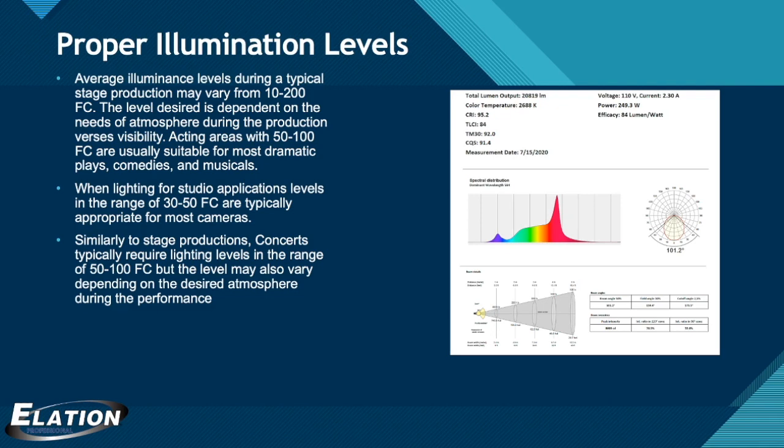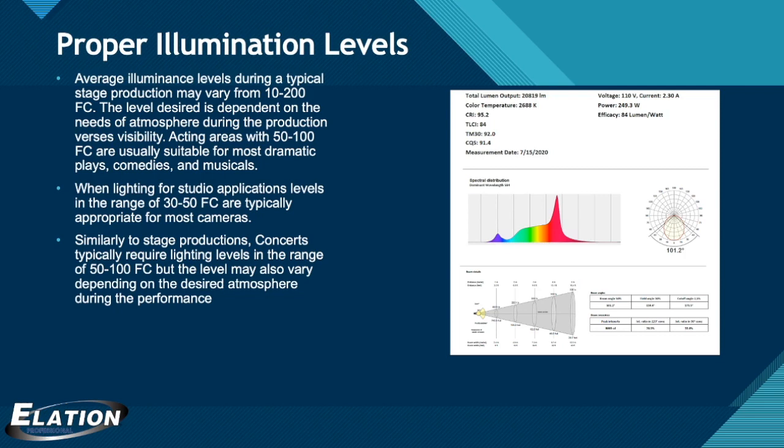When lighting for a studio application, the luminance levels are going to be a little bit more consistent because we're dealing with cameras and a very controlled environment. So we are also not necessarily as worried about creating any sort of mood or enhanced dramatic feel. So we're going to be looking at ranges between 30 and 50 foot candles for the cameras.